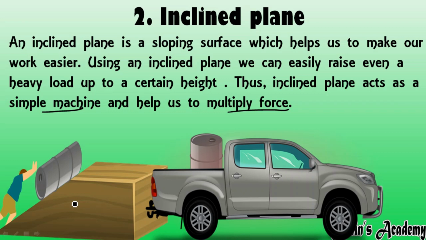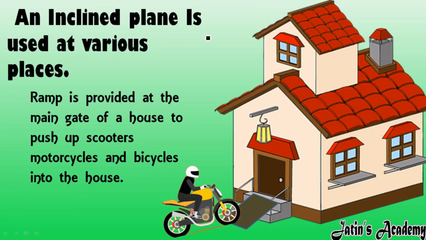Fine. Next, an inclined plane is used at various places. Might be you have seen these kinds of examples at your home also. Means in front of a home, a ramp is provided. Why is a ramp provided at the main gate of the house?